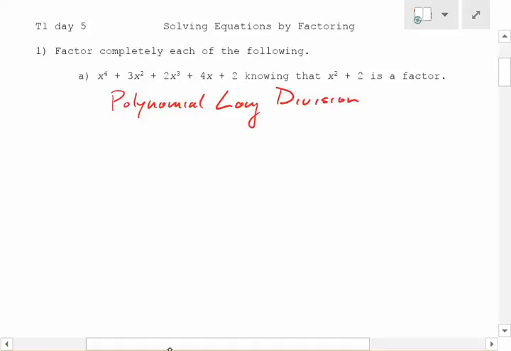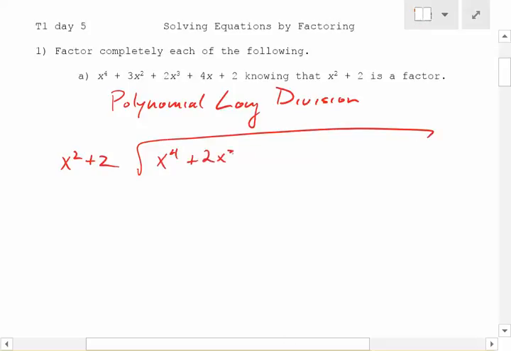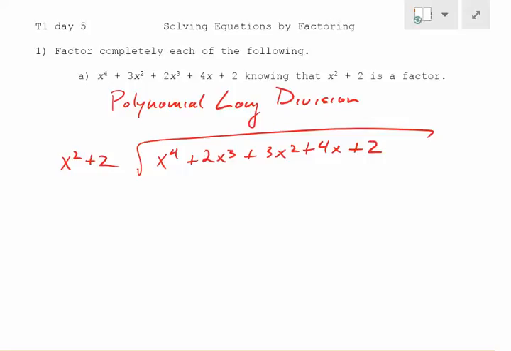You're going to take what you're dividing into, x squared plus 2, and then you're going to make a little thing like this. And then you're going to do x to the 4th plus 2x cubed plus 3x squared plus 4x plus 2. There's already one thing I did. What's the one thing besides copying that down? What did I do, Maggie? Put it in descending order. In descending order. Please put it in descending order. Also, if there were like terms, what would you do with those like terms? You would combine them.